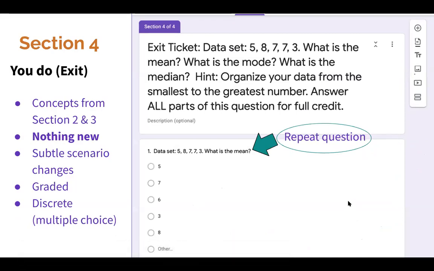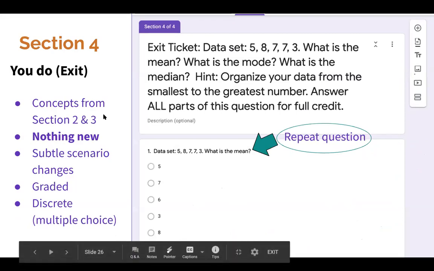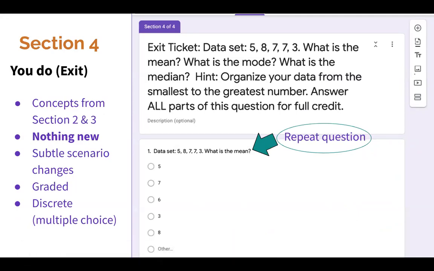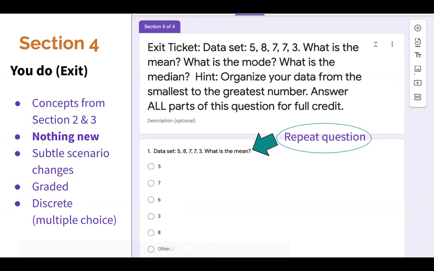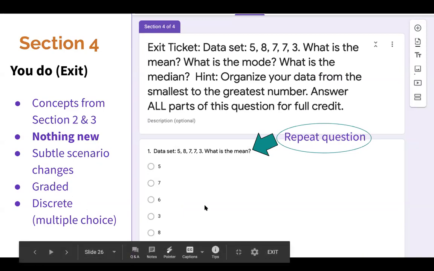All right, and the exit ticket, the concepts from section 2 and 3 should be the same. There should be nothing new because it's an exit ticket. And subtle changes in scenario again. It should be graded, of course, and discrete multiple choice when you can. Otherwise, if you want to spend your time grading a written response, you can do that too. But I think it's a lot easier if you give them choices.